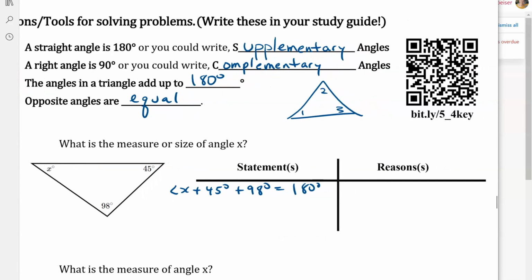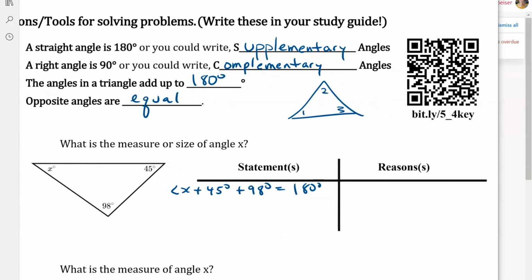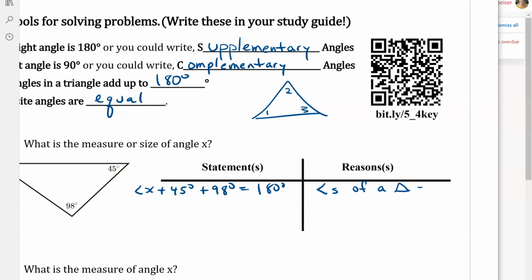And it might be a lot to write that out word for word, so I've got sort of a shorthand method. And for angles, I just kind of do that because that means an angle. It's plural, so angles of a, that's not bad, we can write that. A triangle, I'm going to write a triangle like that. Add up to 180 degrees. I'm just going to say equals 180 degrees. So that's the reason that backs up that statement.